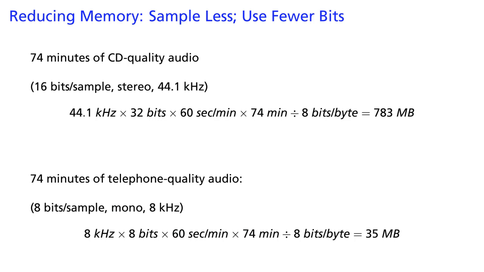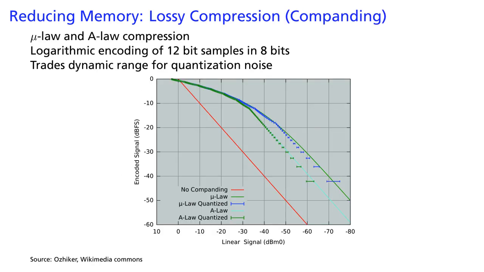We just saw that 74 minutes of CD quality audio ends up being 783 megabytes worth of data. However, if we switch to 74 minutes of telephone quality audio, that is to say we're using 8 bits per sample, which is reasonable. You can hear the difference, but you can still hear what's going on. A single channel, and then only sampling at 8 kilohertz, 74 minutes then gets reduced to only 35 megabytes, which is substantially less than 783. Reducing the number of bits per sample, the number of samples per second, the amount of time you're recording, the number of channels, all of these can reduce the amount of data you need, but maybe you can make better use of the bits you have.